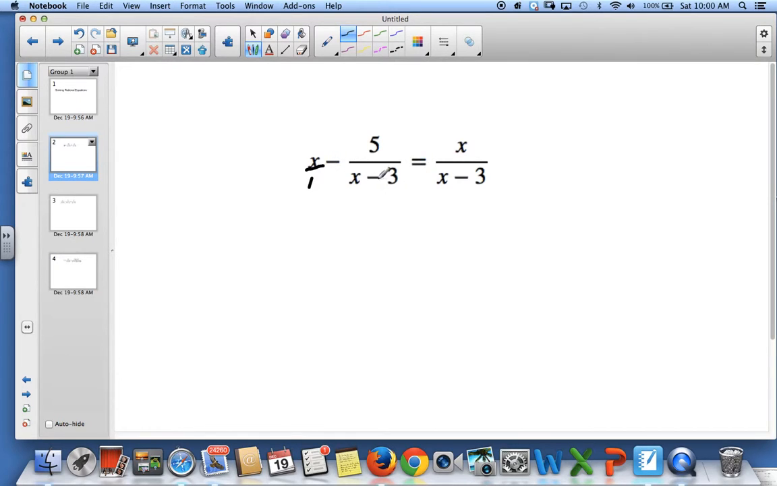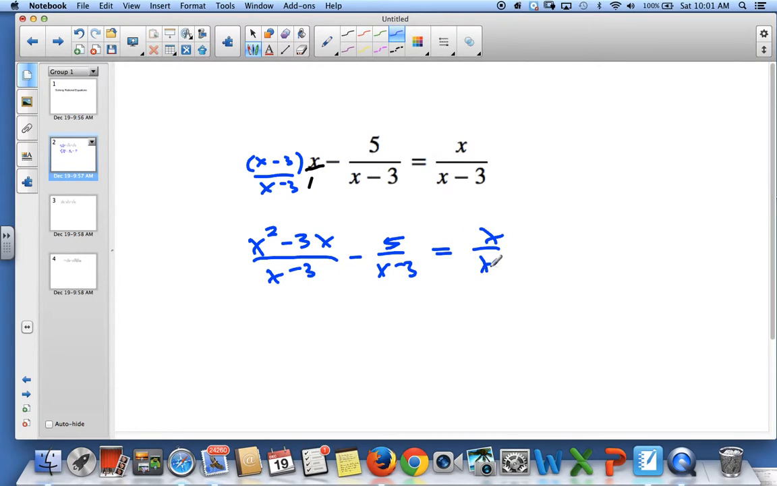And then I look at the denominators, and in combining fractions together with subtraction or addition, we need to find the common denominator. Now this is pretty simple because there's only one denominator, x minus 3. So I'm going to multiply this fraction by x minus 3 over x minus 3. And then the top of this fraction becomes x squared minus 3x over x minus 3 minus 5 over x minus 3 equals x over x minus 3.